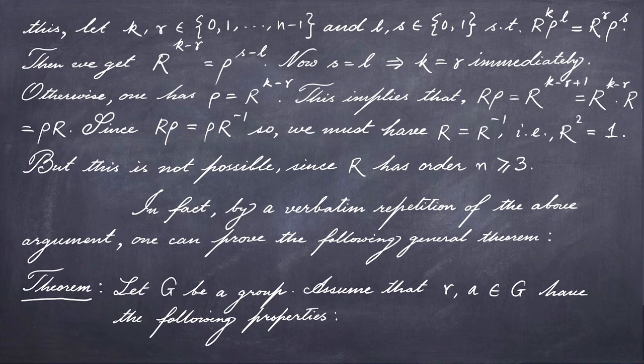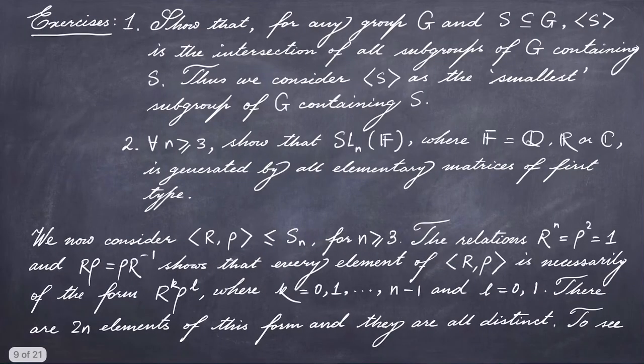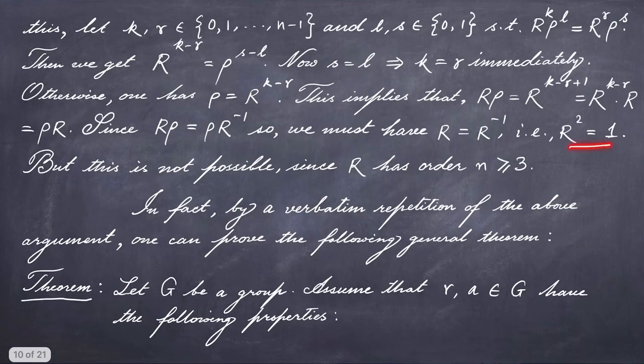and r to the power k minus smaller is again rho. So thus we get r and rho commute. But earlier we see that this is the relation between r and rho. So therefore it forces that r has to be equal to r inverse, that is the order of r has to be 2, but that's not allowed because n is greater or equal to 3 and r has order n. Okay.